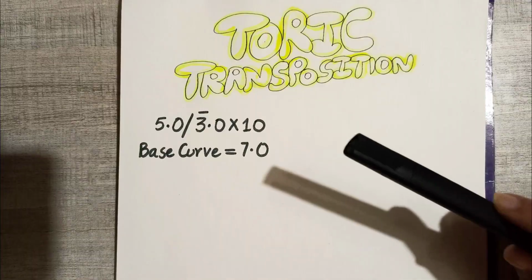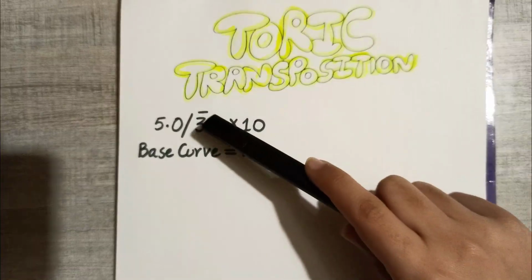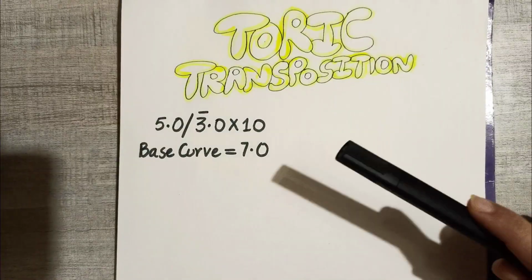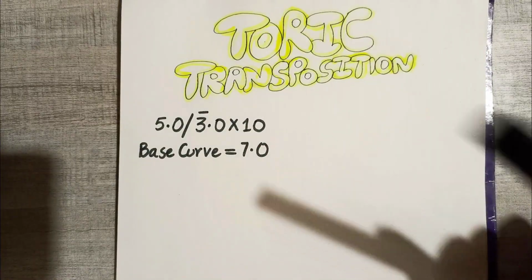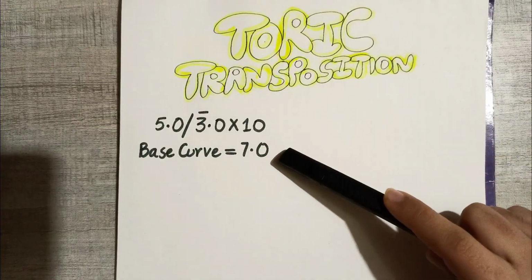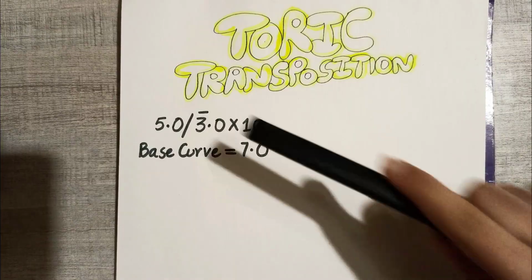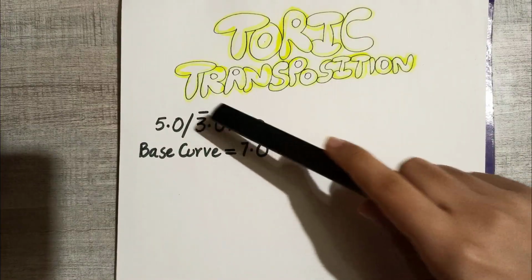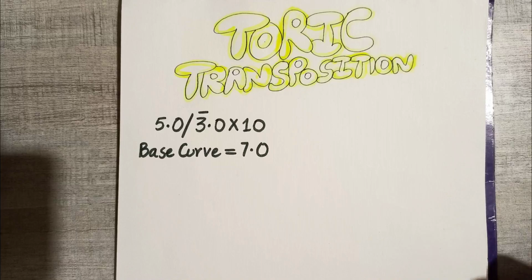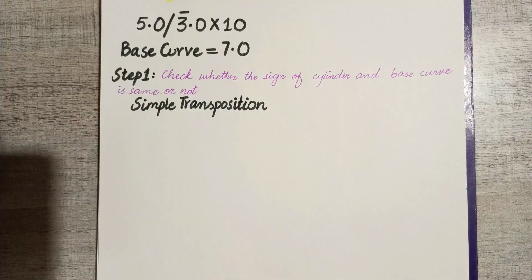Now the number one step is that you have to check whether the sign of the cylinder in the prescription and the sign of the base curve is the same or not. You can see clearly that the cylinder is in minus form but the base curve is in plus form. So we are going to make sure that the sign of the cylinder and the base curve is the same, and for that we are going to do simple transposition. Now we will do the simple transposition.